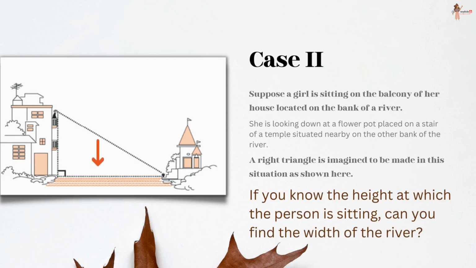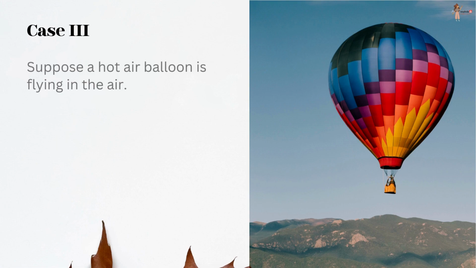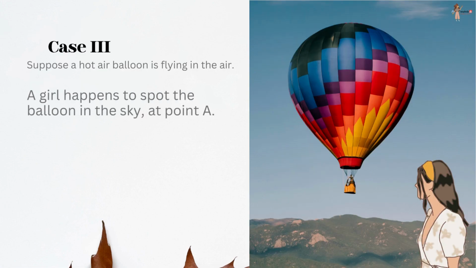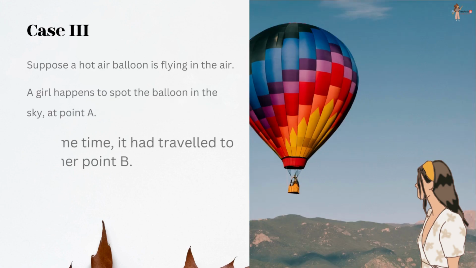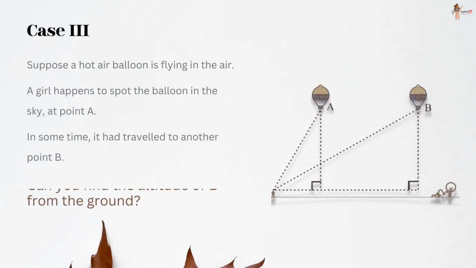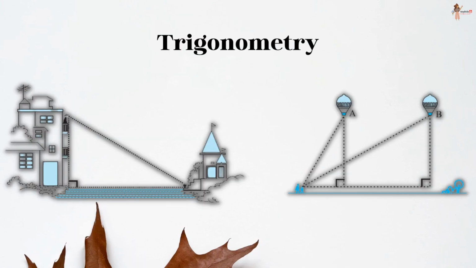Let's see one more case. Suppose a hot air balloon is flying in the air. A girl happens to spot the balloon in the sky at a point A. In some time, it had traveled to another point B. Can you find the altitude of B from the ground? In all these situations, the distances or the heights can be found by using trigonometry.